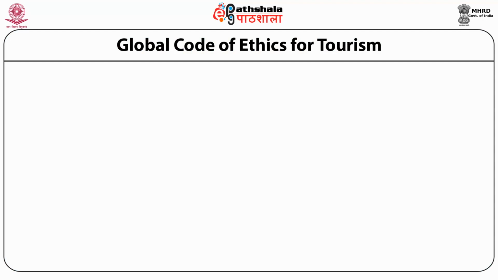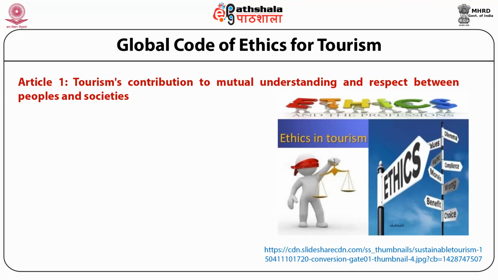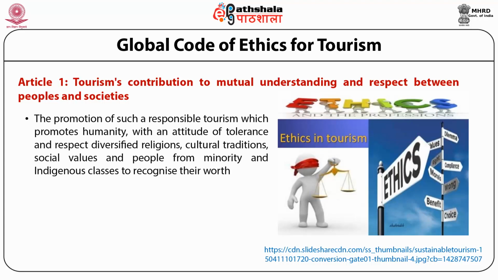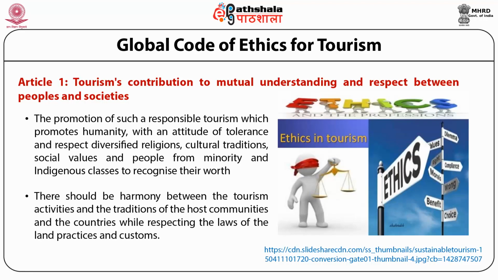Now, dear students, we'll explain in detail the articles from 1 to 10 as suggested by United Nations World Tourism Organization for its Global Code of Ethics in Tourism Business. So, Article 1, which is titled tourism's contribution to mutual understanding and respect between peoples and societies. It promotes responsible tourism, which promotes humanity with an attitude of tolerance and respect for diversified religions, cultural traditions, social values, and people from minority and indigenous classes to recognize their worth. It also suggests that there should be harmony between the tourism activities and the traditions of host communities and countries while respecting the laws, practices and customs.